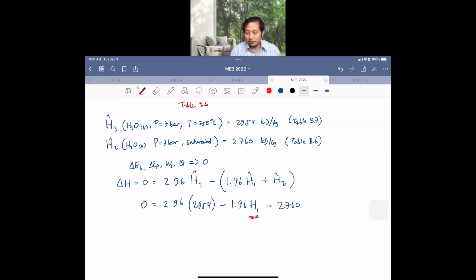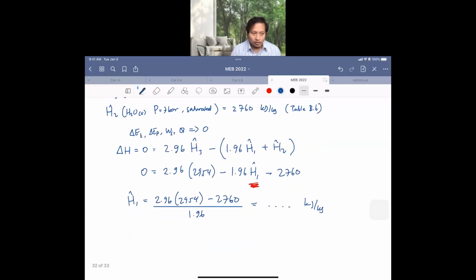So we will get the H1, right? You can type in your calculator, minus 2760 divided by 1.96. And after we get this, we get some kilojoule per kilogram, right? And then we can look on the table for the temperature. Okay, so we are looking, if I put this, 3,9,000 minus 665, almost 3,000 something, let's say 3,000 something like this.